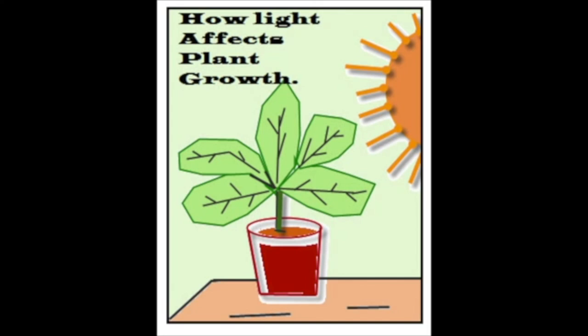And then we could do this for 2 weeks, let one plant get light and one plant not get light. And then after the 2 weeks, we would go and we would measure how tall the plant was, and the plant growth itself is what we're measuring. And so what we are measuring is called the dependent variable.